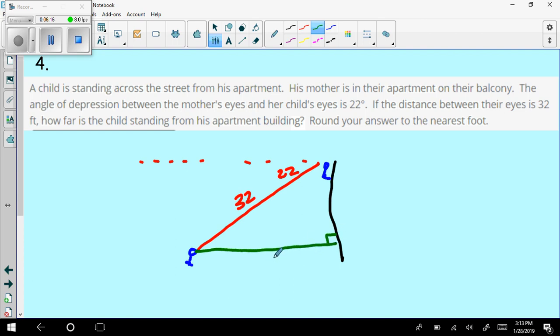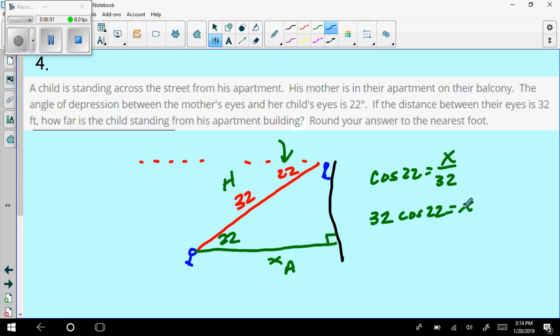We want to figure out how far the child is away, so that's our unknown. Now, because the angle of depression is 22, the angle of elevation is also 22. We now have a hypotenuse and adjacent leg. So we'll be saying the cosine of 22 equals x over 32. And remember, when we're dividing by 32, the way to solve is we multiply by 32.